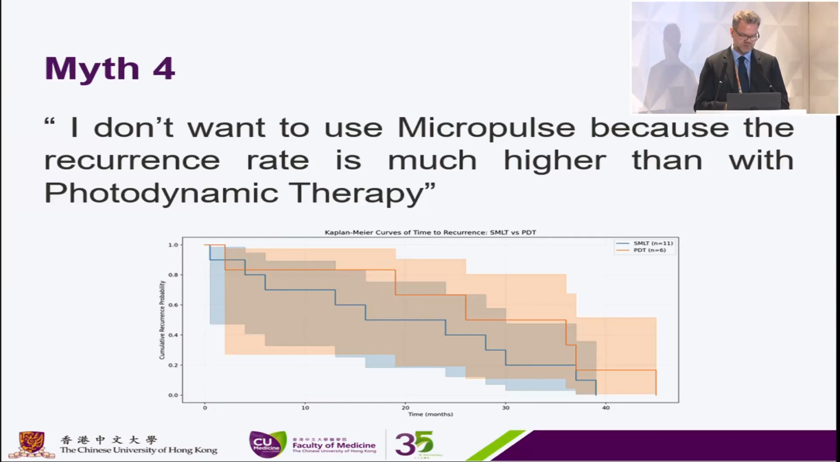Here's another thing I hear, which is I don't want to use micropulse because I've heard that the recurrence rate is much higher if I use micropulse than if I use PDT. And I think the argument here that some doctors use is that because PDT performs this choroidal vascular remodeling, as they call it, I just call it burning the choroid. The choroidal vascular index and the choroidal thickness is reduced after PDT, which is not in micropulse. And people extrapolate that result to suggest that because the choroid is still thickened and because there's still pachychoroidal features, there must be a higher recurrence.